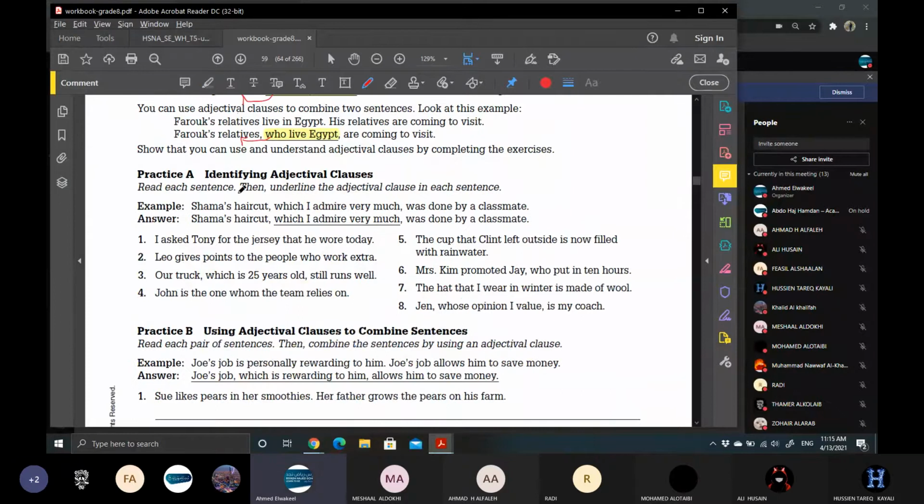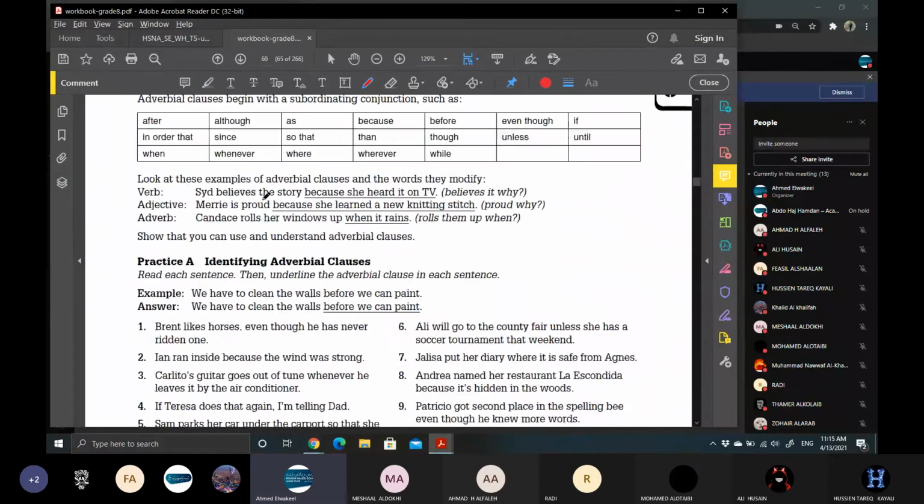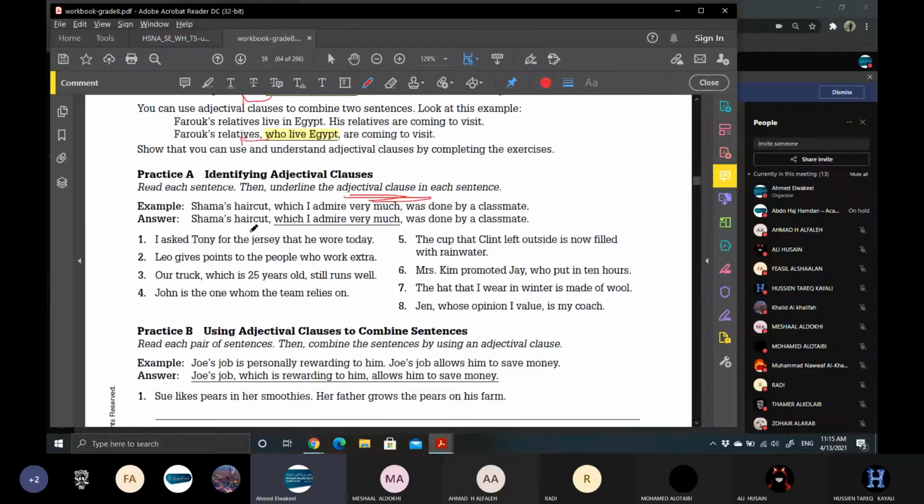In the exam, you will be asked to choose the adjectival clause or the adverbial clause in the second sentence or second page. For the adjectival clause, all you need to do is just to find the subordinate clause that describes or modifies a noun. I asked Tony for the jersey that he wore today. So that he wore today describes the jersey. You have Leo gives points to the people who work extra. Who work extra modifies the people.